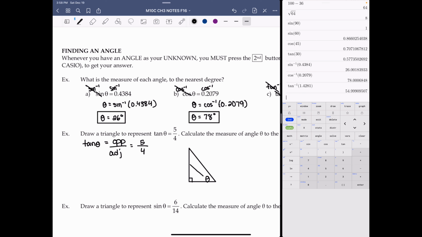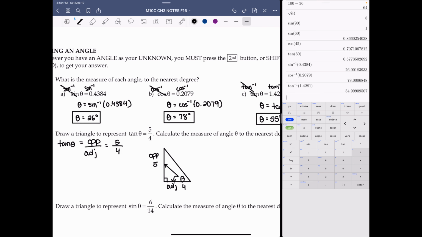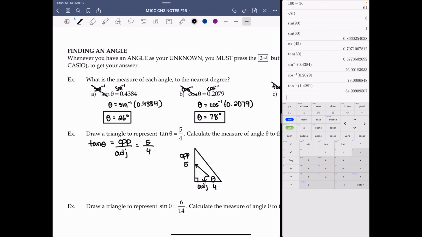This side here would be opposite, which is 5 in this question. So that is 5, that's the opposite side. And then label the adjacent side, which would be down here. And the adjacent side is 4. And then it says to calculate the measure of angle theta to the nearest degree.